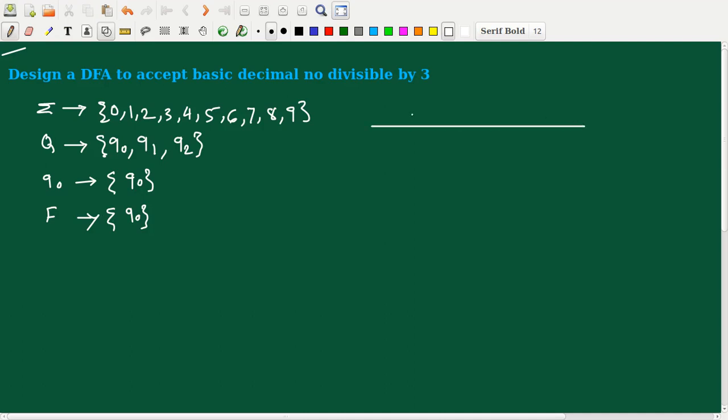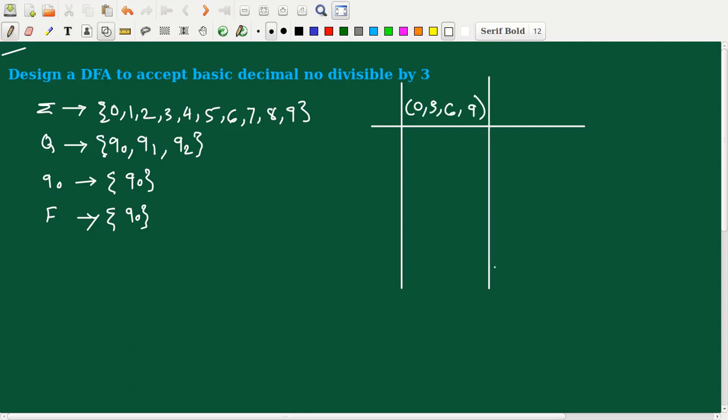So I'll draw a state transition table for this problem. I have the inputs 0, 1, 2, 3 up to 9. Instead of taking these numbers as individual inputs, I'll take them in groups. This is only for my simplicity, not for the machine. The machine will treat these inputs separately. For my simplicity, I'm taking a set of inputs that will provide a remainder 0. Those numbers are 0, 3, 6 and 9. This set will give me a remainder 0.